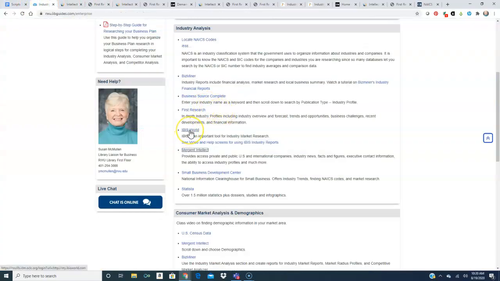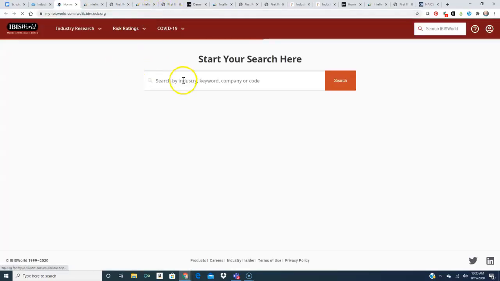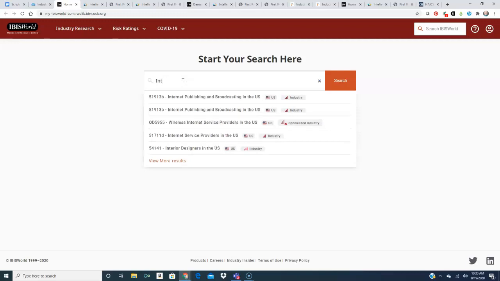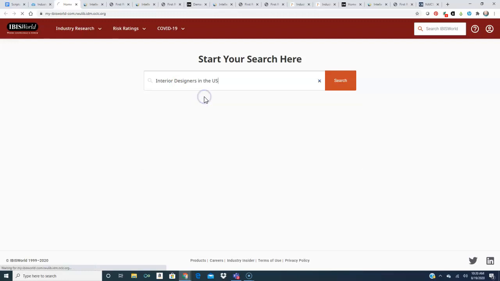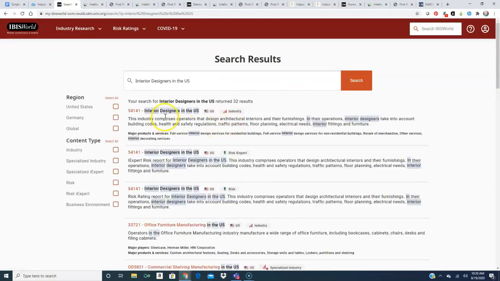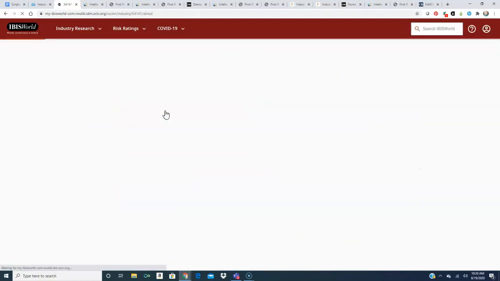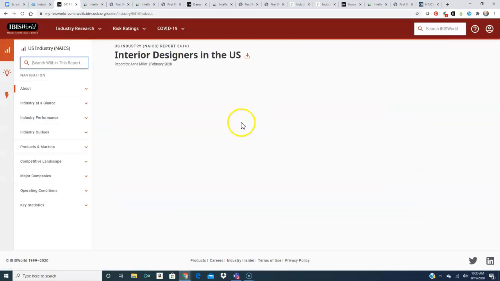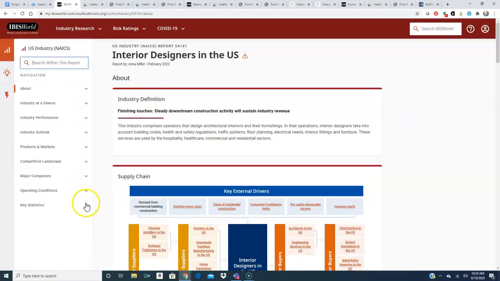The next database I want to look at is just as easy to use, IBISWorld. It gives you a little bit more information than First Research and a little bit different information than First Research. So I'm going to do my search on interior design, and I find it right here. There's also a couple risk reports I might want to take a look at later. Again, it's that left-hand column of navigation.